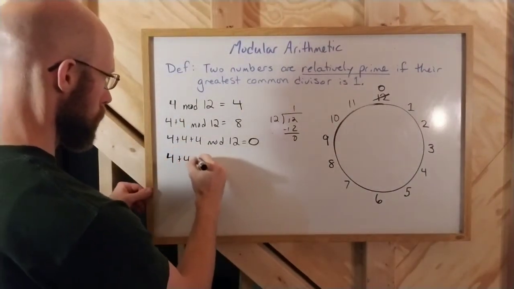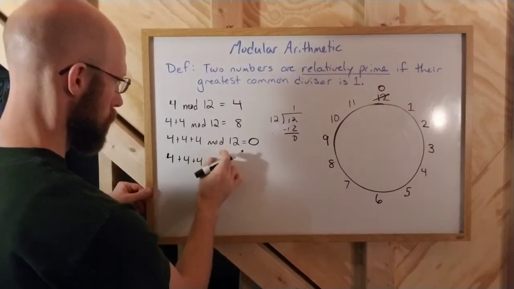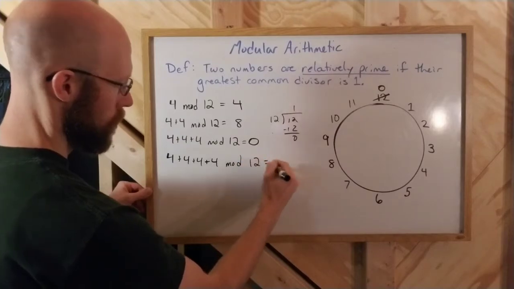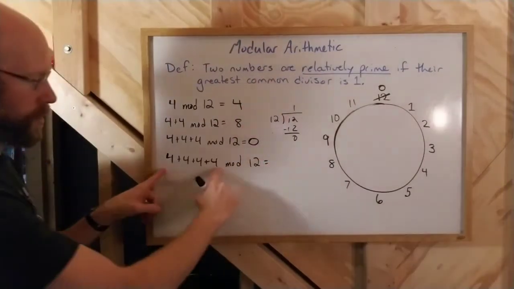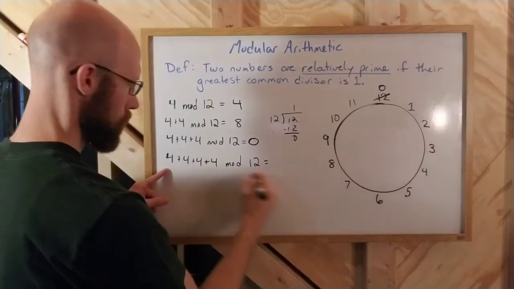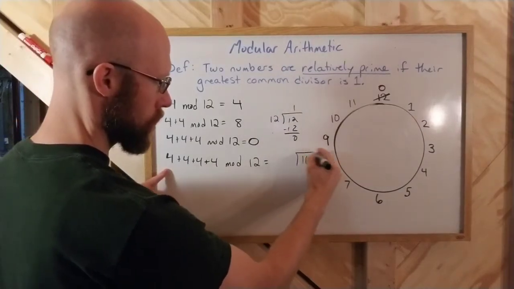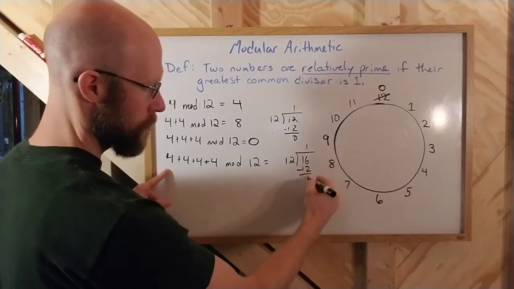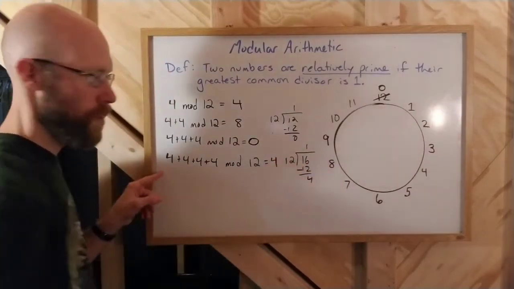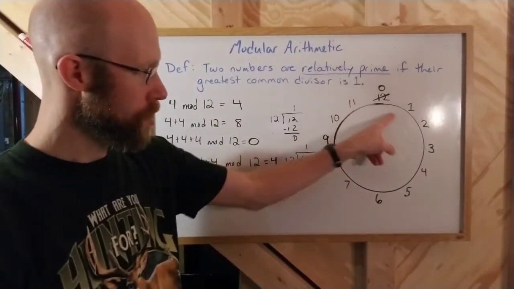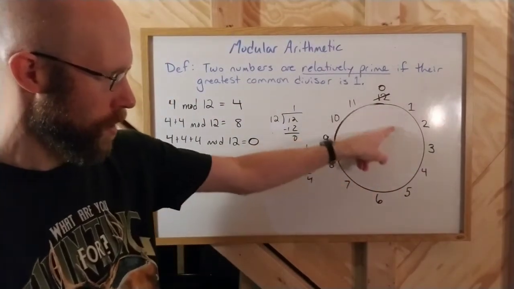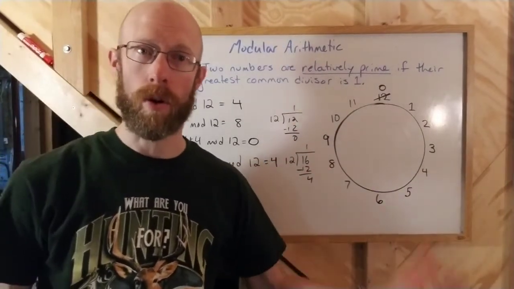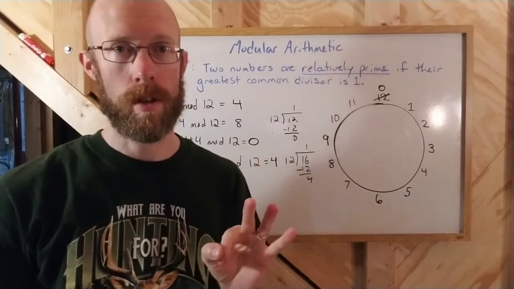4 plus 4 plus 4 plus 4 mod 12. Well, this is 16, right? 16 mod 12, if you take 16 divided by 12, again, goes in one time with 4 remainder. So you get 4. And what's going to happen is you're always going to land on 4, 8, 12, 4, 8, 12, 4, 8, 12.